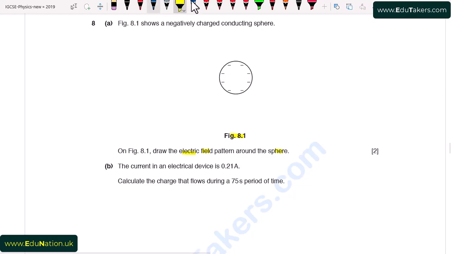First of all, if you consider that here is a positive charge, then the electric field lines due to this positive charge will point in the outward direction. But for a negative charge, the electric field lines will point in the inward direction. Because the electric field lines originate from positive charge and end at negative charge. So this sphere is basically negatively charged. When we draw the electric field pattern, the electric field lines will point inward to this sphere. So I'm going to draw this pattern.